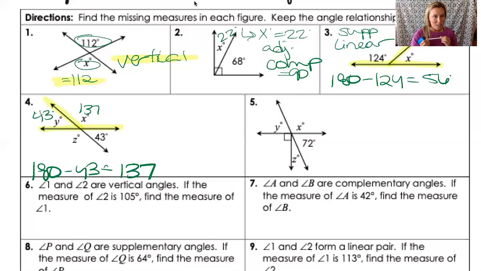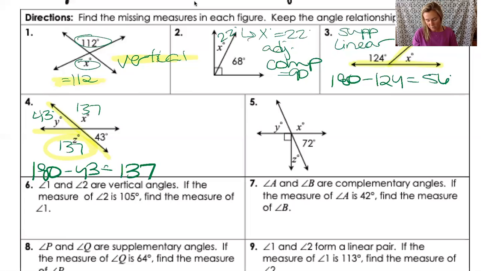So let's see. Brissa said that x and z are vertical angles, so she knew that it was 137, which is totally and completely accurate. And then someone else told me they must have looked right here and said, oh, look at this. This is another set of supplementary angles, because she told me they were supplementary. And so she took 180 minus 43, and that's how she found this 137. So whichever way you look at it is totally fine.